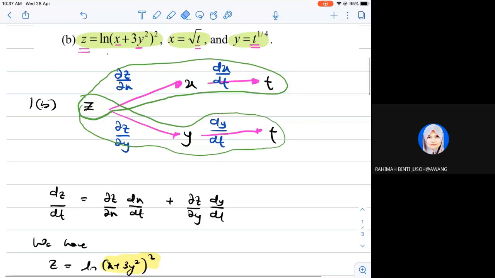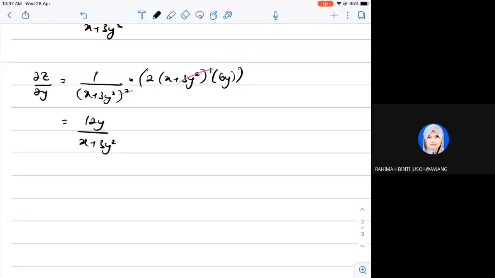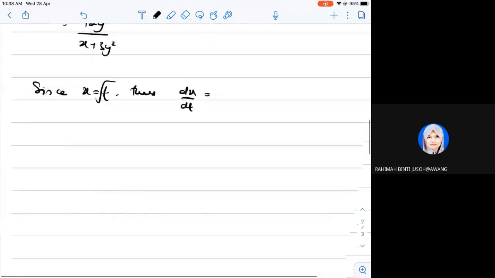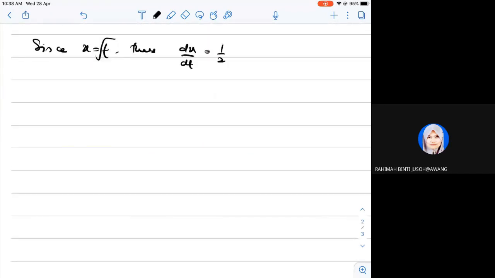Next we need to differentiate X. X equals to T. Okay. Since X equals to square root T, thus dx over dt equals to, X equals to square root T, right? So we will have 1 over 2 T to the power of negative half.